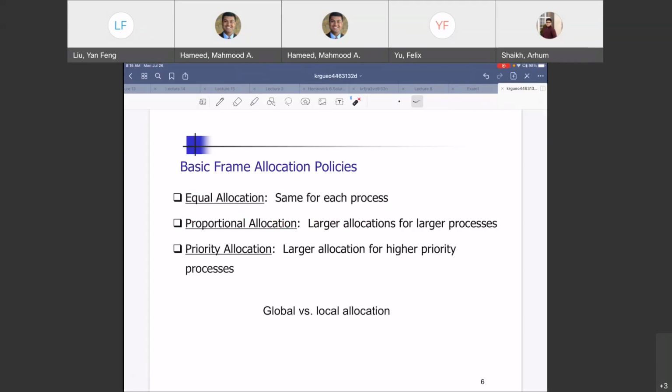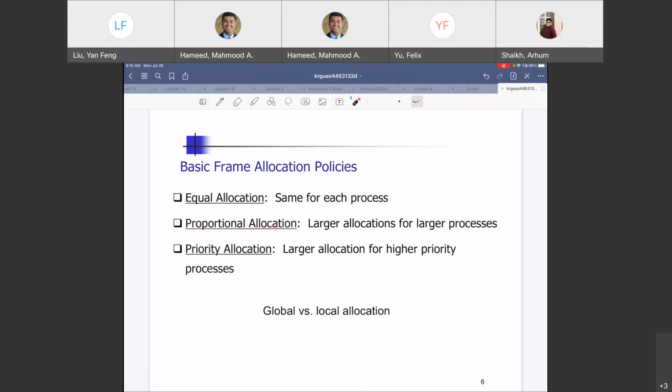The first one, very simple, equal allocation. Everybody gets an equal share, right? So 10 processes, 100 frames, each one gets 10 frames. Not a good idea. It is simple, however, it's not a good idea because we are not basing that on priority or size. We are not even changing it, right? So it's a simple allocation policy, but it doesn't work.